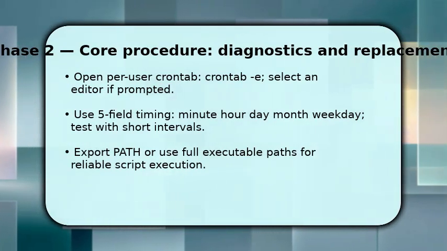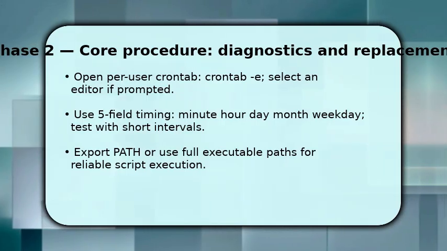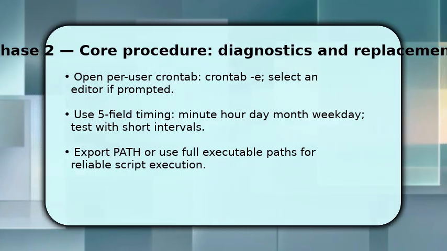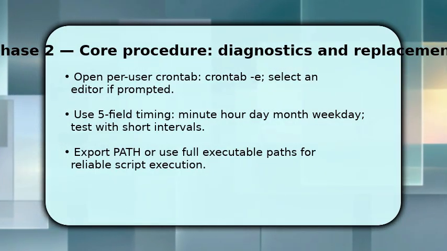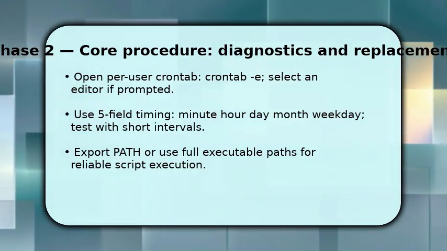Open crontab -e and choose an editor. That file is where Cron reads schedules. Write a 5-field time expression: minute, hour, day, month, weekday, then the command, for example, 0 2 * * * /usr/bin/backup.sh. Once inserted, save, and Cron auto-installs the new table.